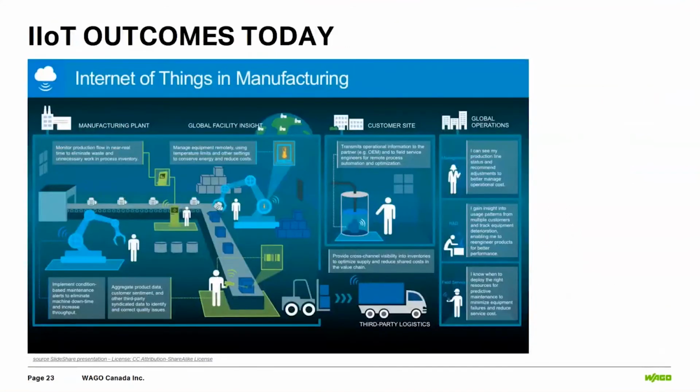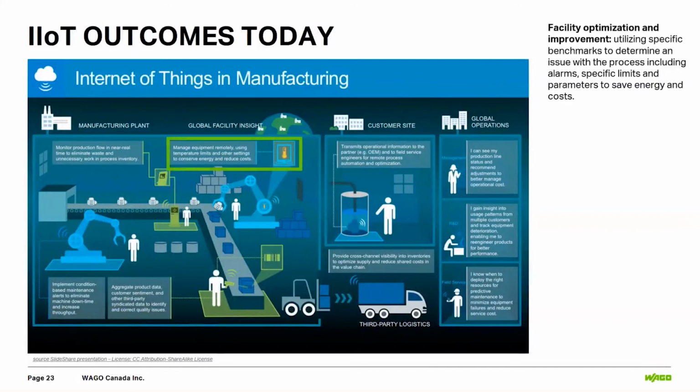So when we look at IoT outcomes we hope to accomplish in manufacturing, there are various areas throughout the value chain from design to aftermarket service that can be improved. Some of these improvements that can use the WAGO PLC as a tool include facility optimization and improvement. So basically looking at utilizing specific benchmarks to determine an issue with the process, including alarms, specific limits, basically if we want to save energy and reduce our costs.